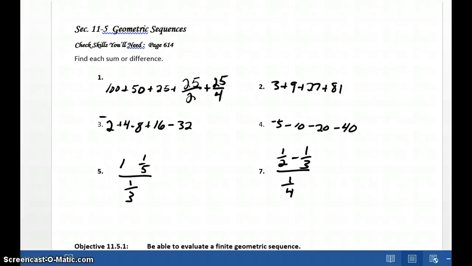Class, today we're working on geometric series from Chapter 11, Section 5. Please work through the first few problems, 1, 2, 3, 4, 5, and then 7. Simplify those expressions, and then I'll show you the solutions, and we'll check then.